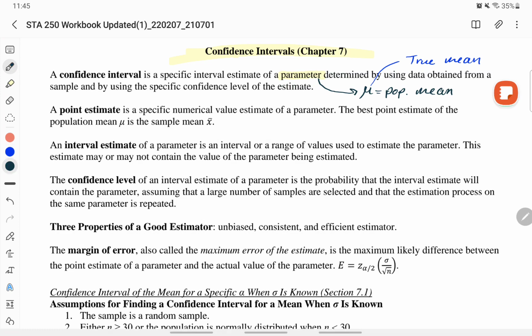Now, a confidence interval is made up of several things. It's made up of a point estimate, and we need to understand what an interval estimate is, and then we need a confidence level. A point estimate is a specific numerical value estimate of the parameter. The best point estimate of the population mean is the sample mean.